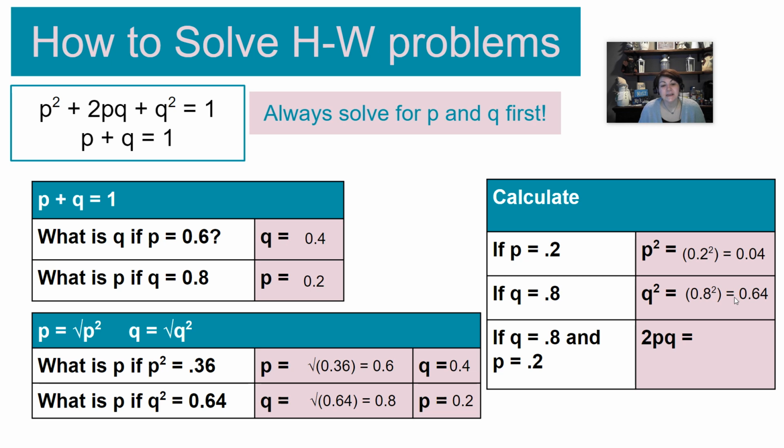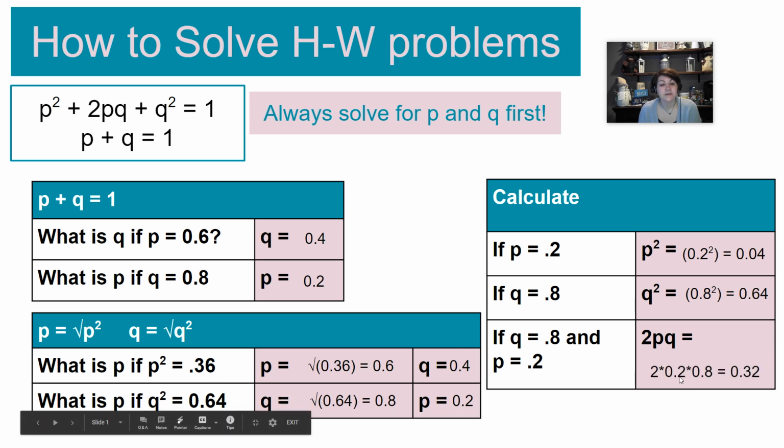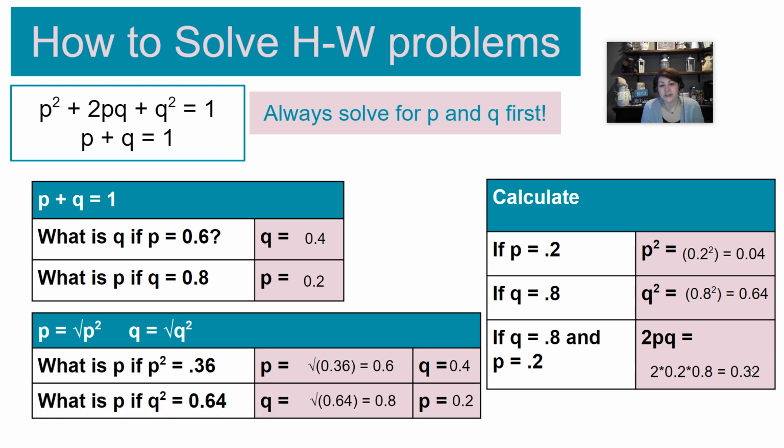And then lastly, 2PQ. 2PQ is probably the most confusing one for a lot of students, and it shouldn't confuse you. This is just a little formula. So if I know my P value and I know my Q value, I just input them into this little formula. So I do 2 times 0.2, which is my P, times 0.8, which is my Q, and that gives me 0.32. So 32% of my population is heterozygous.